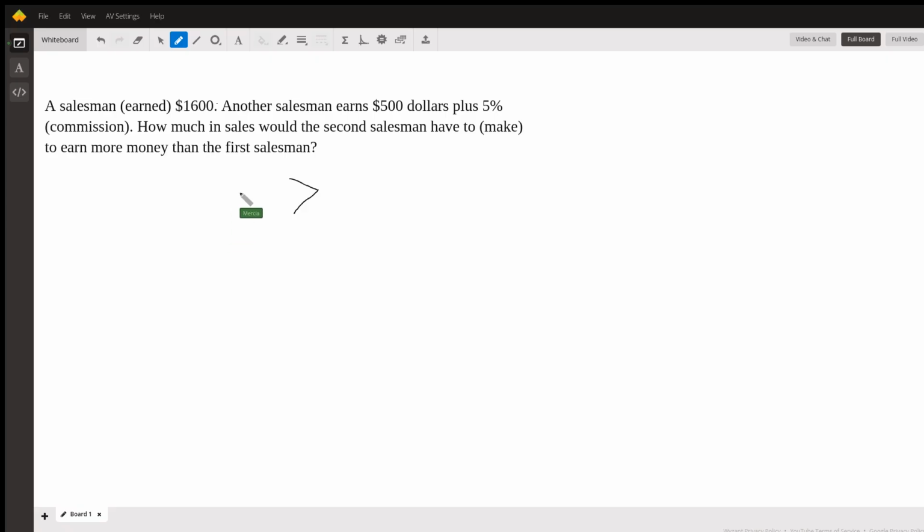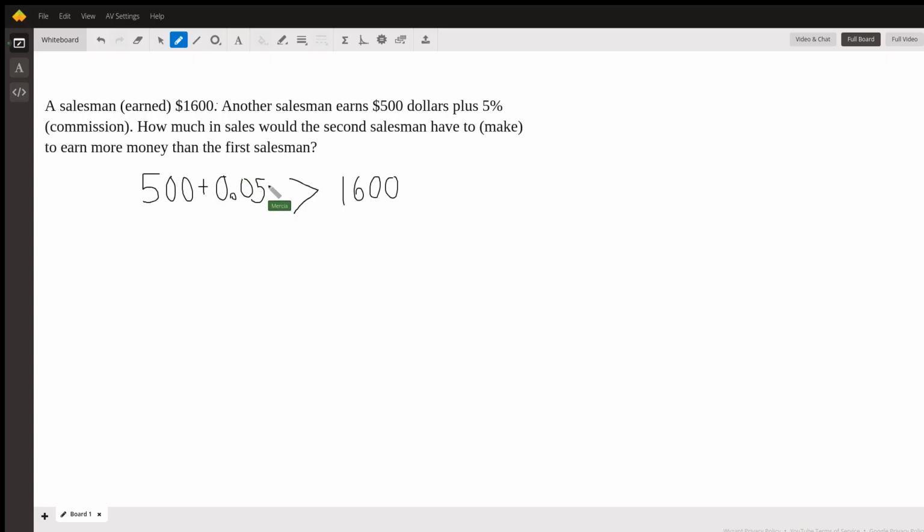Okay, so I am looking for the second salesman who makes $500 plus 5%, and this is 5% written as a decimal, 0.05. He makes $500 plus 5% commission to make more than the first salesman, who is over here. $1,600 is what they make definitively. I want to know 5% of what value. That is what I need to know.